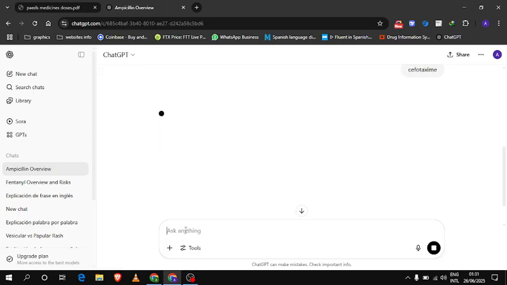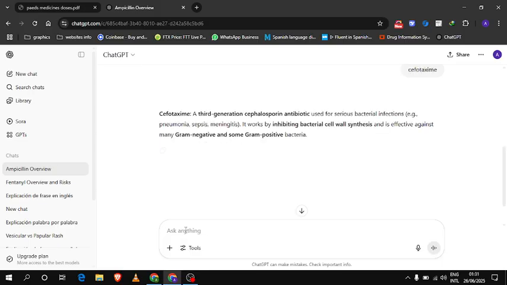Let's see a short review. Cefotaxime, a third generation cephalosporin antibiotic used for serious bacterial infections, for example pneumonia, sepsis, meningitis. It works by inhibiting bacterial cell wall synthesis and is effective against many gram-negative and some gram-positive bacteria. So cefotaxime gives us gram-negative cover, while ampicillin gives us gram-positive.